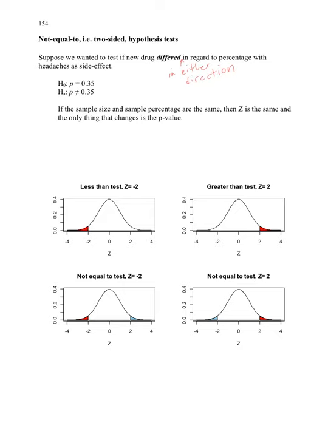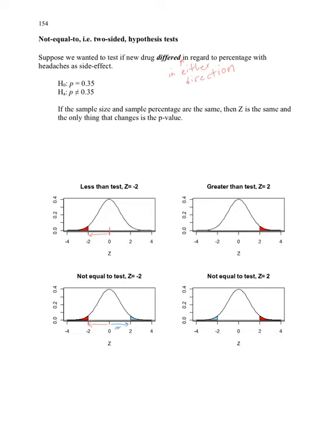A not equal to test says we're going to test if it's that different in either direction. So the probability of a sample result that far away on the less than side, or that same distance away on the positive side. As you can see in this picture, it's symmetric, as we know the normal distribution is. So the area shaded for the not equal to test, when z is -2, is just going to be double what it is for the less than test.